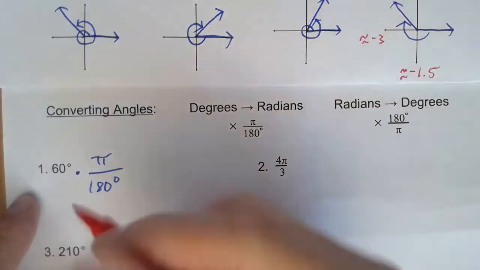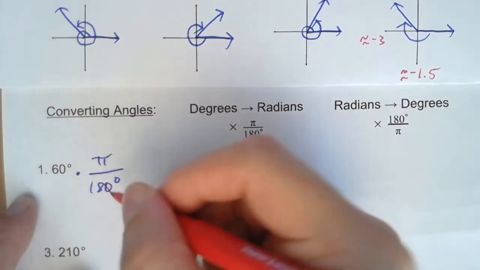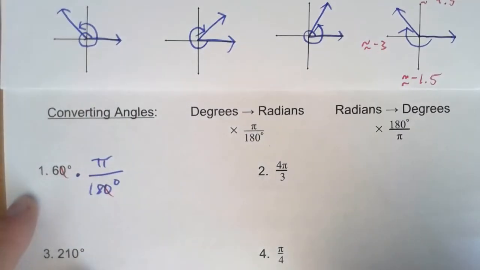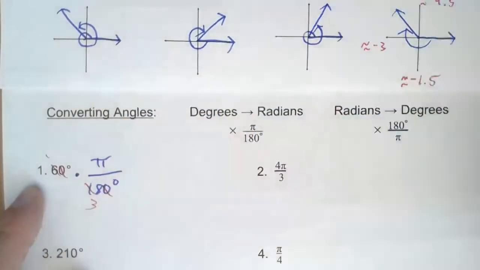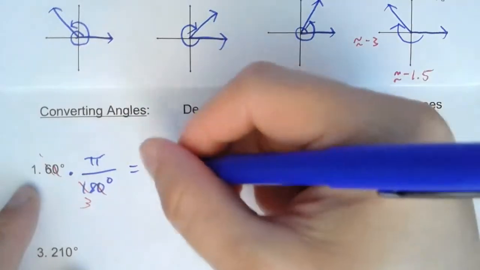Okay, and so of course we can cancel out these zeros here, and then 6 goes into 18 3 times, and so we get pi over 3.